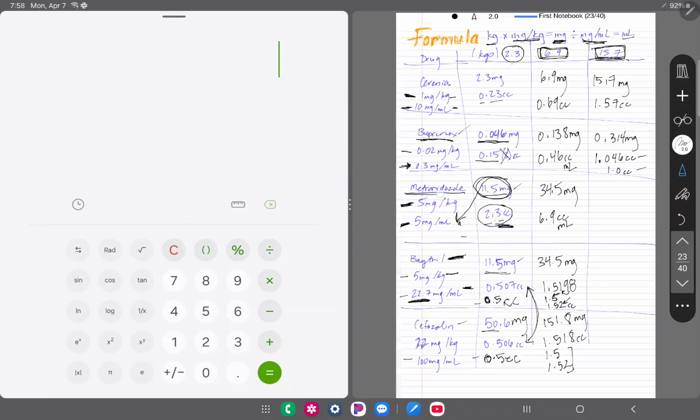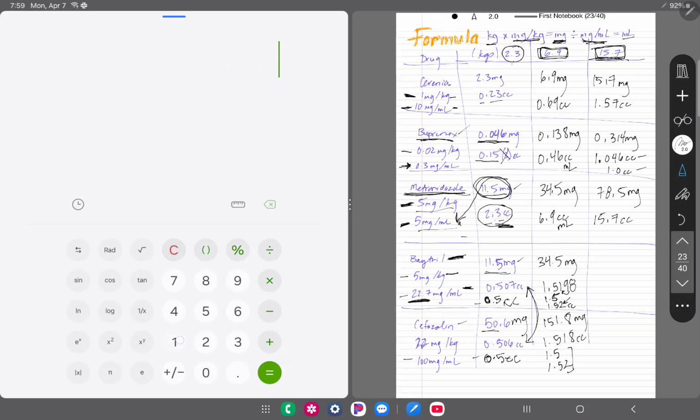We move on to metronidazole. Metronidazole, if you want to be fun. 15.7 times 5 will get you... Oh, I just don't realize if I did that one right. 15.7 kgs. There we go. I don't know if I did that right, but we're doing it again. Times mg per kg, or excuse me, dose, that's 78.5 mg. And you're going to divide that by mg per mil, which is also concentration. And that should just go right back to your kgs.